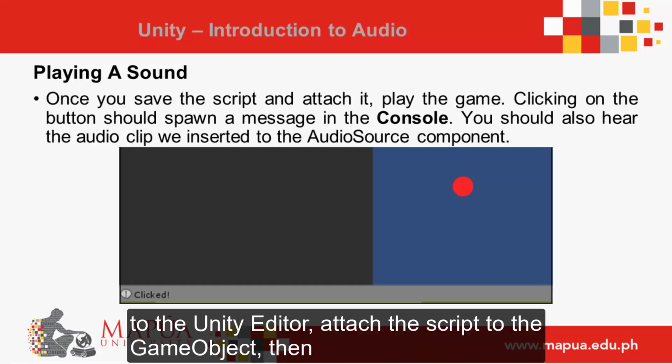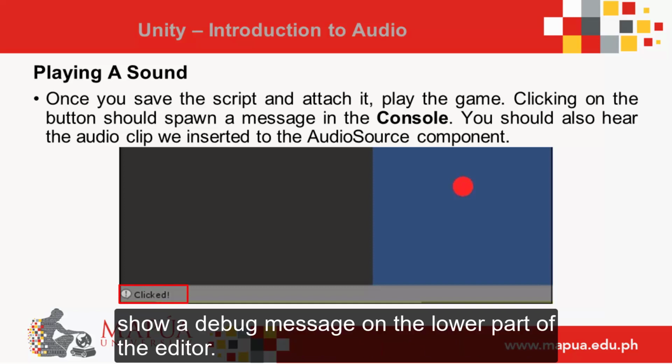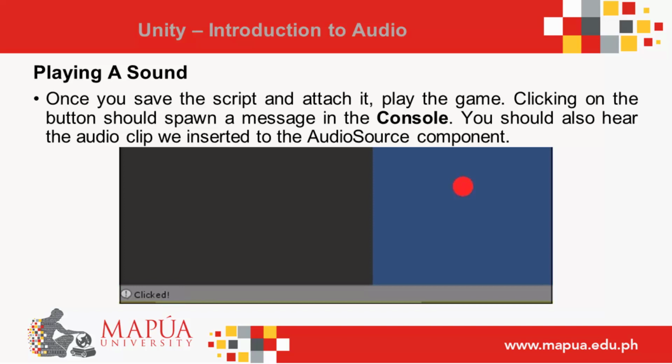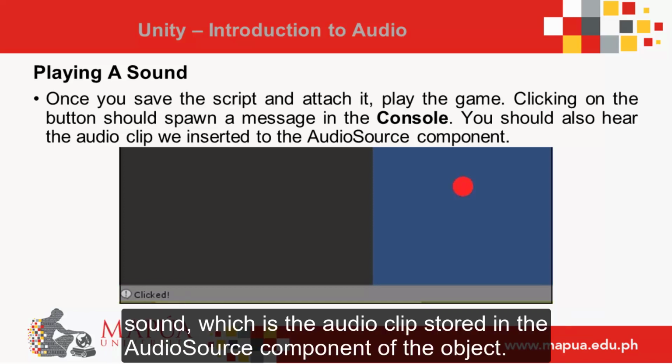Head back to the Unity editor, attach the script to the game object, then play the game. Clicking on the red circle will show a debug message on the lower part of the editor. The code seems to be working, so you should also hear a ding sound which is the audio clip stored in the audio source component of the object.